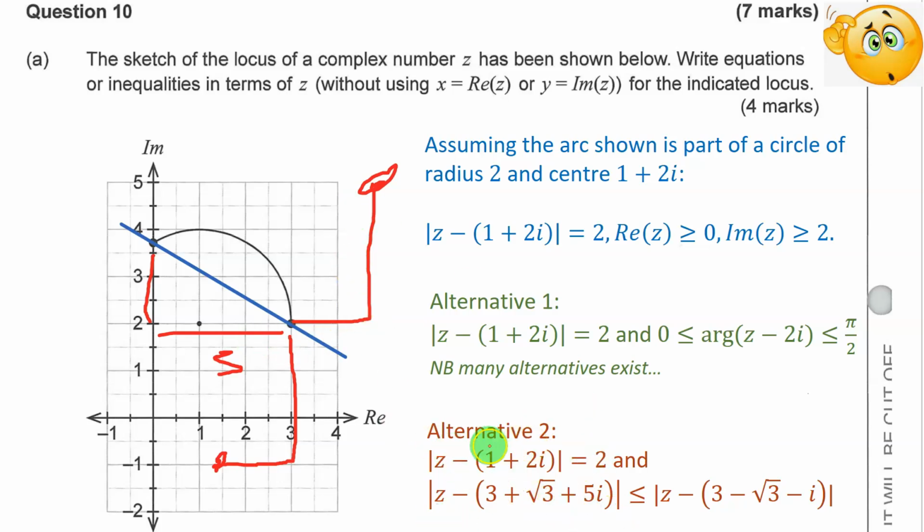And then we could just say, we want the intersection of the circle and this region where the distance of z from this point is less than or equal to the distance of z from this point. We're using inclusive to get the 2 points in at either end. So a couple of ways of doing that one. Let's move on to part B.